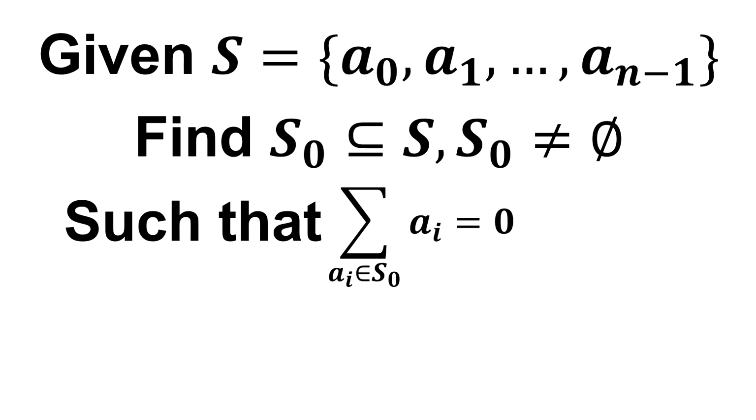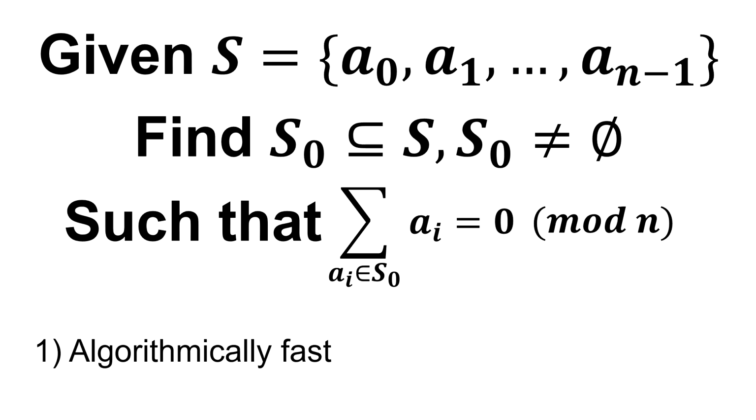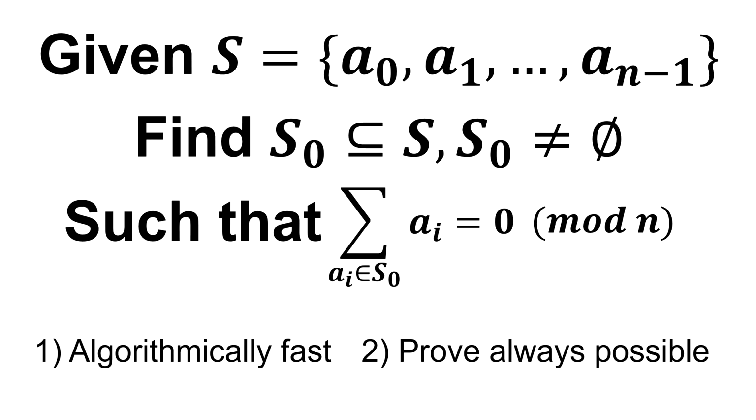So, let's come back to our problem and add one more thing. We have n numbers, and we want to find a zero-sum subset modulo n. And I want to do that fast, and I want to prove it is always possible.